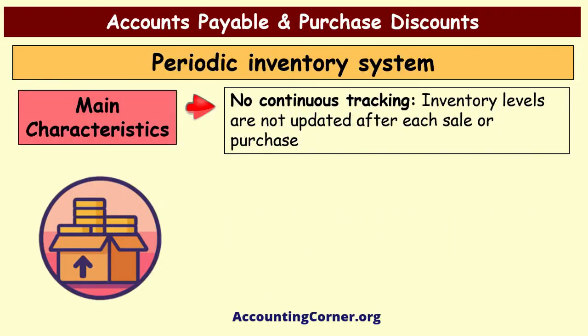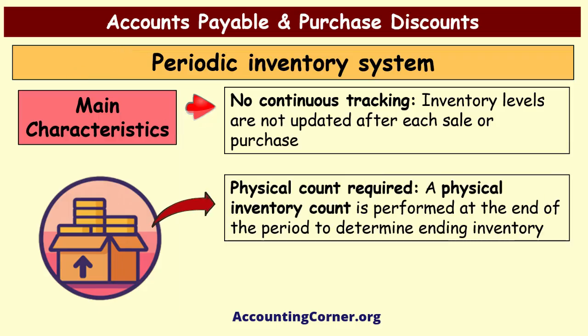First, let's revise certain theory points, which are needed to solve the given practical problem. Let's start from revising. What is periodic inventory system? First, it has no continuous tracking. Inventory levels are not updated after each sale or purchase. Second, physical count required. A physical inventory count is performed at the end of the period to determine ending inventory.